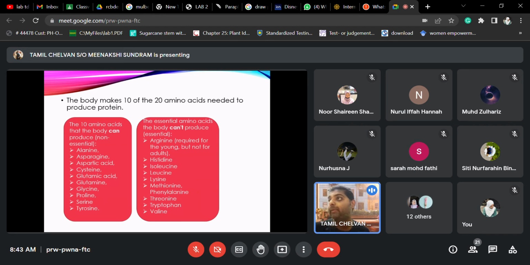So the body makes 10 of the 20 amino acids needed to produce protein. In our body, we make 10 amino acids. The body can produce these. These are non-essential. You don't need to take them from outside sources. Like alanine, asparagine, aspartic acid, glycine, proline, serine, and tyrosine. Okay, the essential amino acids the body cannot produce are arginine, histidine, isoleucine, leucine, lysine, methionine, phenylalanine, threonine, tryptophan, and valine. So this one, the body cannot produce. This one, the body can produce. Okay.